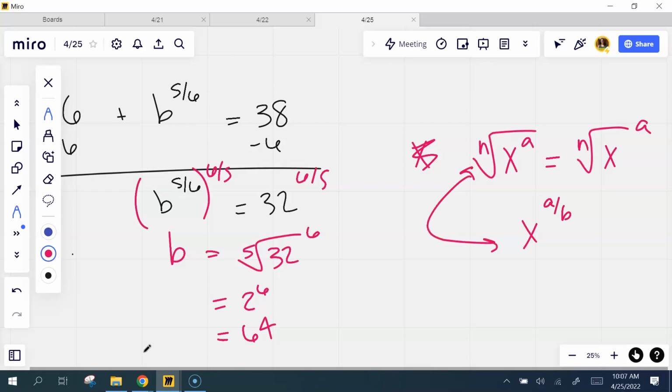It doesn't matter. You can put it on the outside or you can put it on the inside, whichever. But because I hope at this point you recognize the 5th root of 32 being a perfect root, you would do the root first and then raise it.